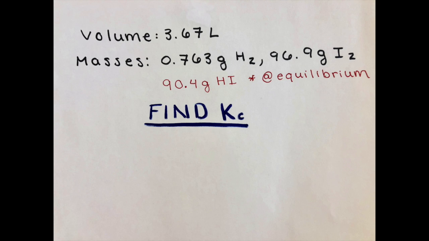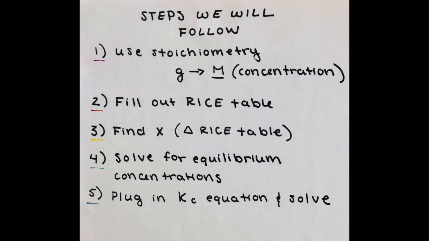The given values that we will use were the total volume, which was 3.67 liters, and the individual masses. For hydrogen, it was 0.763 grams, and for iodine, it was 96.9 grams. For HI, we have to remember that the value was given at the equilibrium value, and that was 90.4 grams. We are finding Kc.